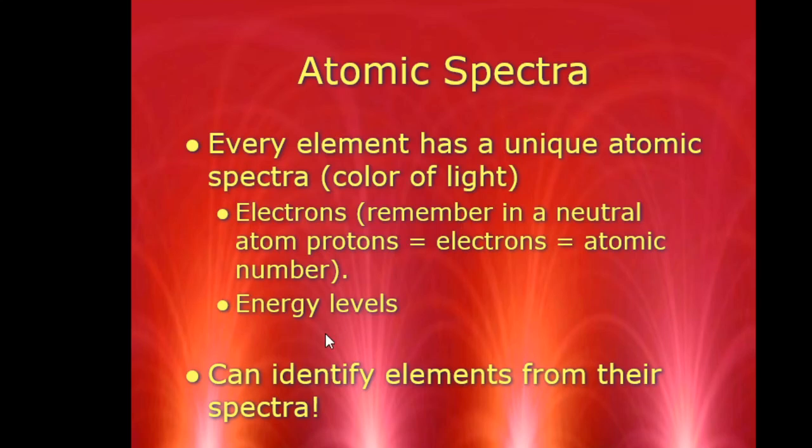But they can use the atomic spectra, the fact that each element gives off different types of colored light, to identify what is in something that is super far away. And you'll see this happen with stars. I'll show you how that works. They can tell what elements are actually in a star just from the streams of colored light that we receive here on Earth. They can break that up, okay? So they can identify elements from their spectrum, from what they give off.